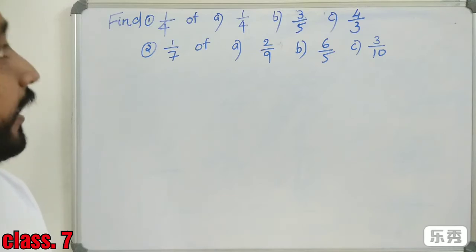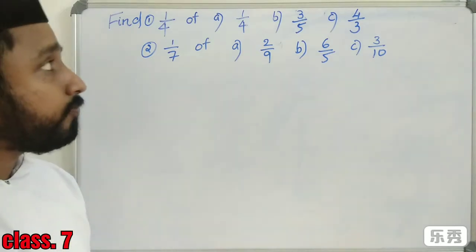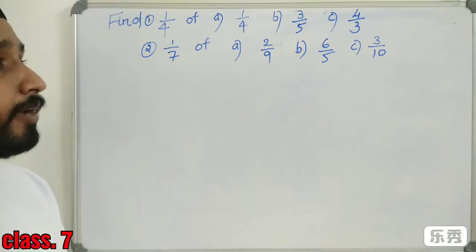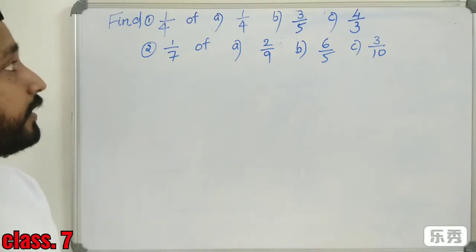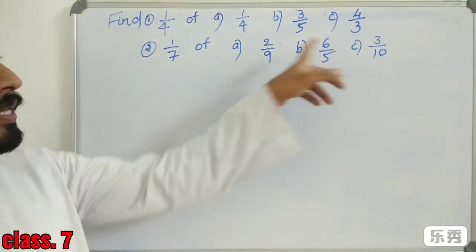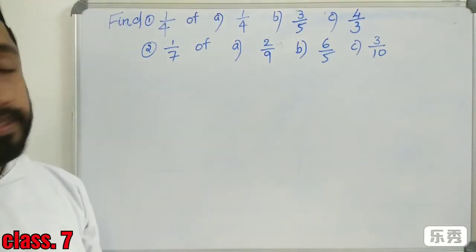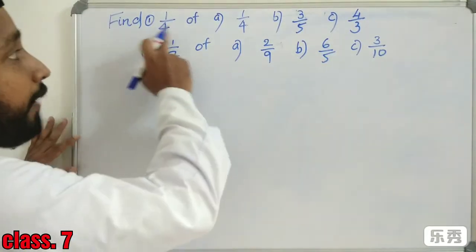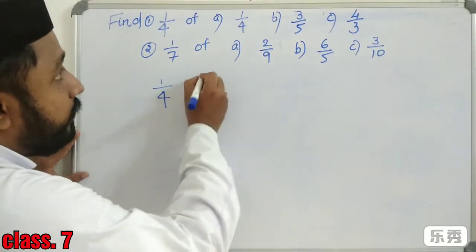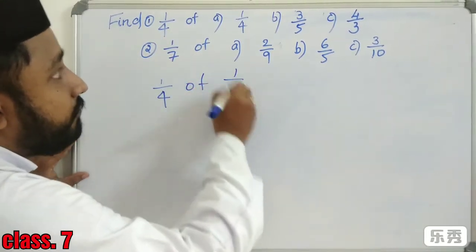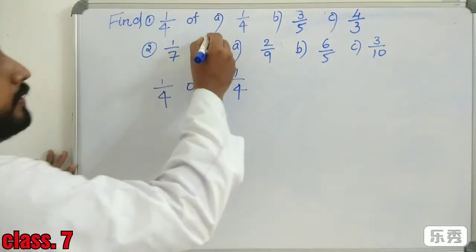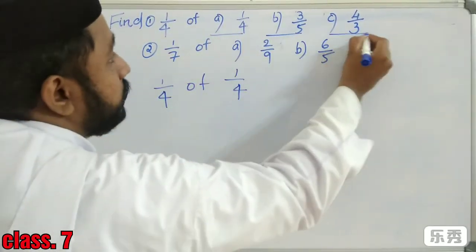First one, find 1 by 4 of: first question 1 by 4, second question 3 by 5 and third 4 by 3. One more question, 1 by 7 of 2 by 9, 6 by 5 and 3 by 2. So first question, 1 by 4 of 1 by 4.